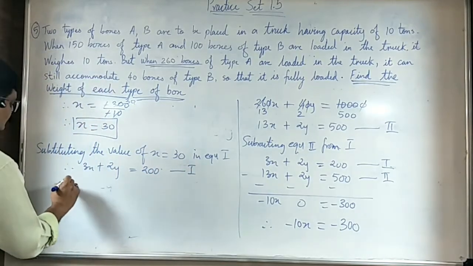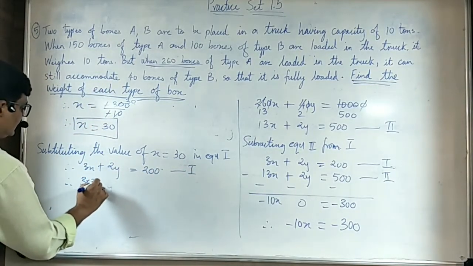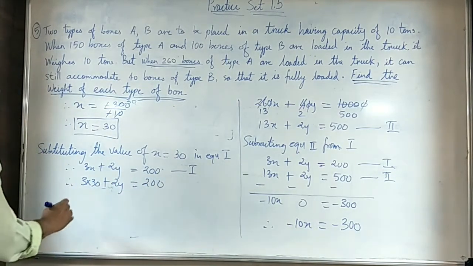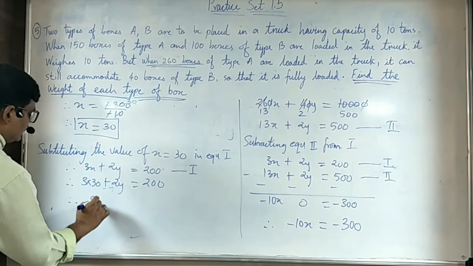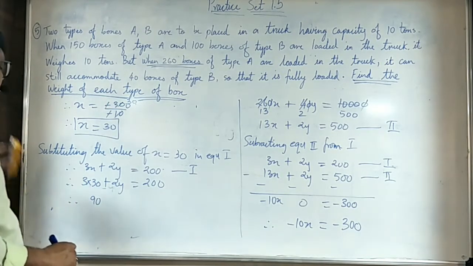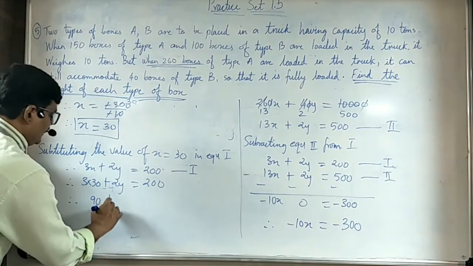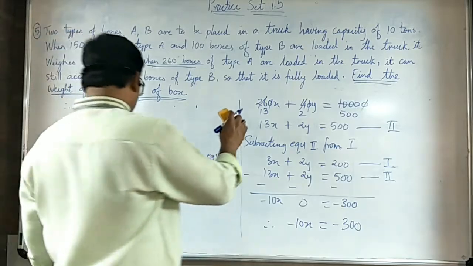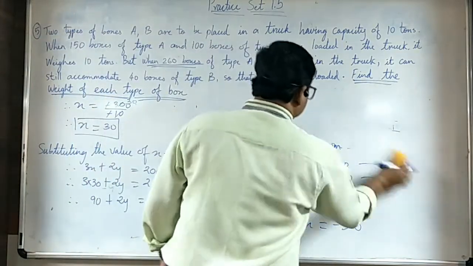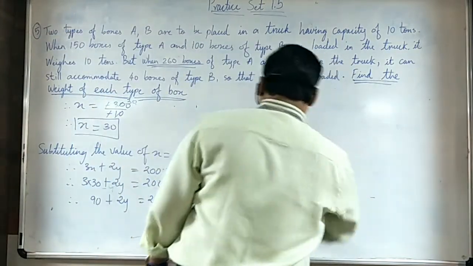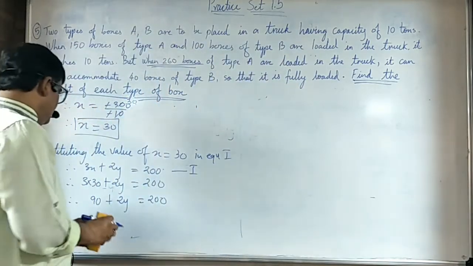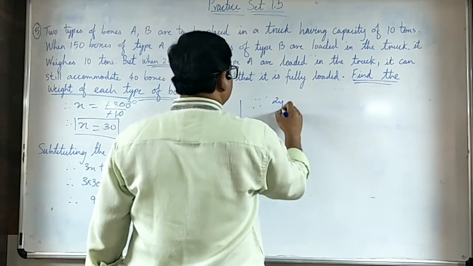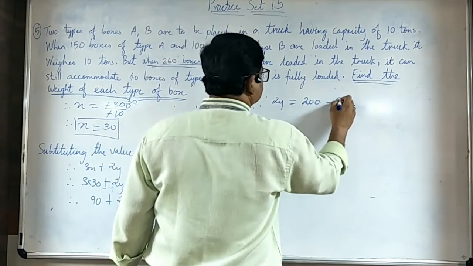Now I got the value of x. So this will be 3 into 30 plus 2y is equal to 200. Therefore you will be getting 90, 3 3s are 9, and a 0, plus 2y is equal to 200. Now we have to take the 90 from the left hand side to the right hand side. So this will be 2y is equal to 200 minus 90.